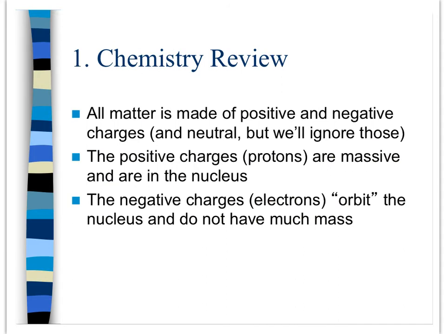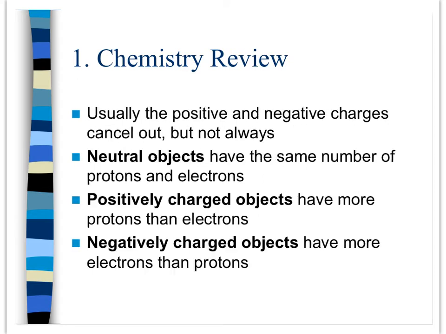So here we have in words what we were just talking about on the previous slide. All matter is made of positive and negative charges. The positive charges, the protons, are located in the nucleus, and they are massive. Obviously, that's a relative term here, talking about subatomic particles, but protons are massive relative to electrons. The electrons, on the other hand, orbit, and again, I use quotes there, but we won't get into that technicality, and they really don't have much mass at all. We're talking about 1/1000th the mass of a proton.